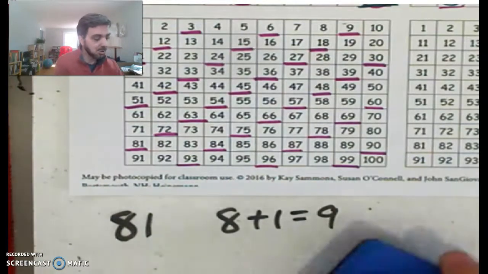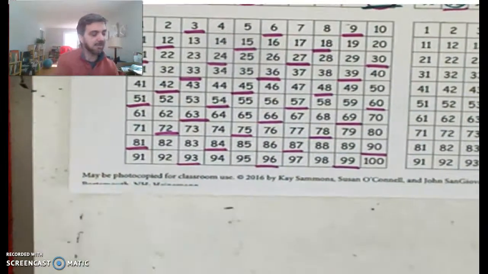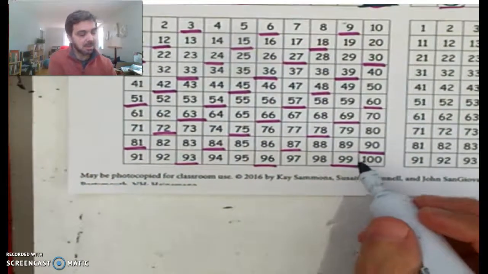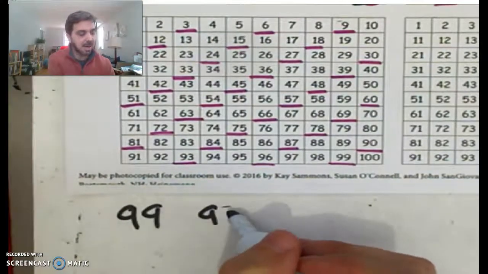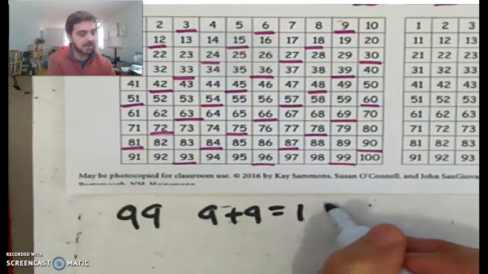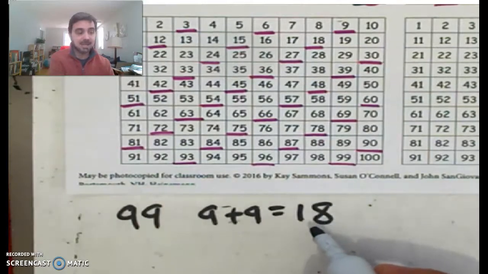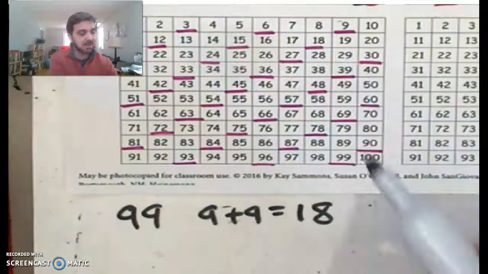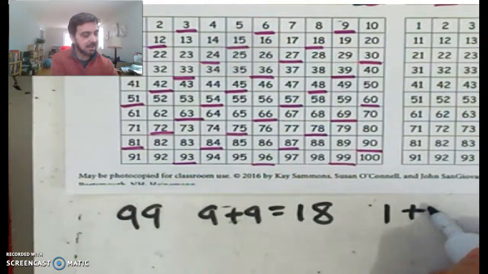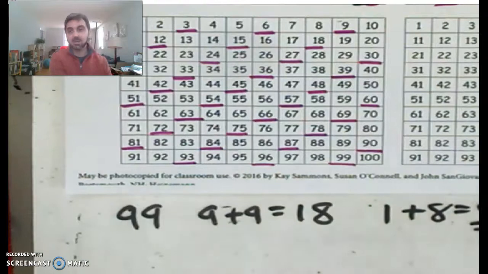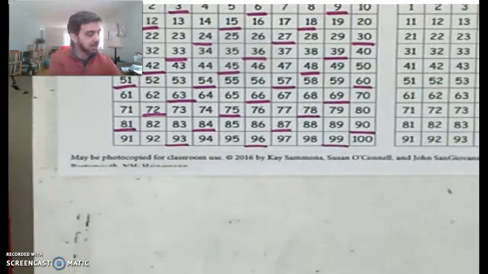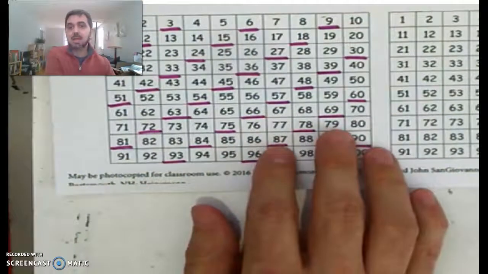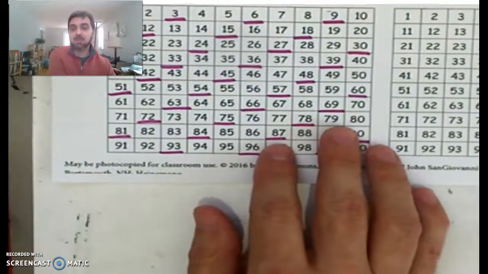Yeah. Let's do one more. The biggest multiple on here is 99. So let's look. 9 plus 9 equals 18. 18 is a multiple of 3 because 3 times 6 is 18. And if we add up the digits in 18, we get 9, which is also a multiple of 3. So if you're not sure if a number is a multiple of 3, if you add up the digits in that number and that new number is a multiple of 3, then you know the whole thing is.